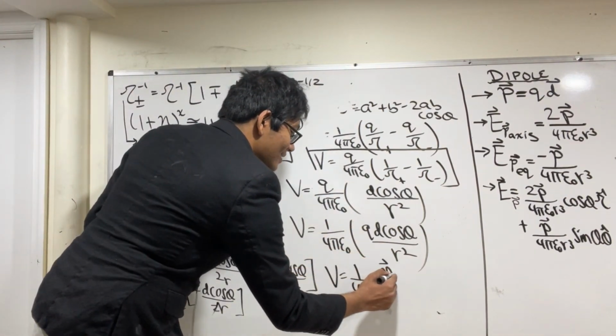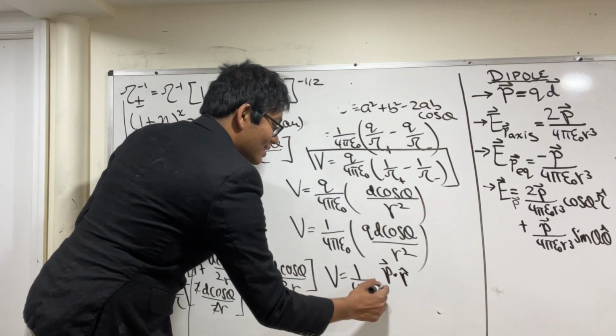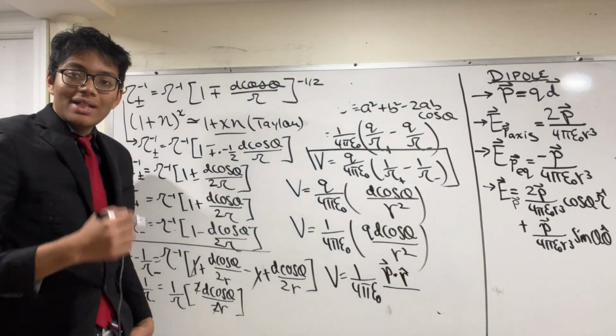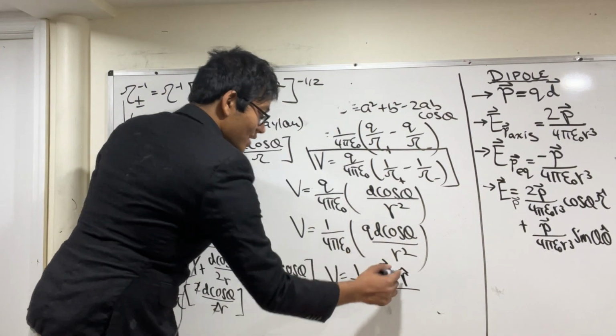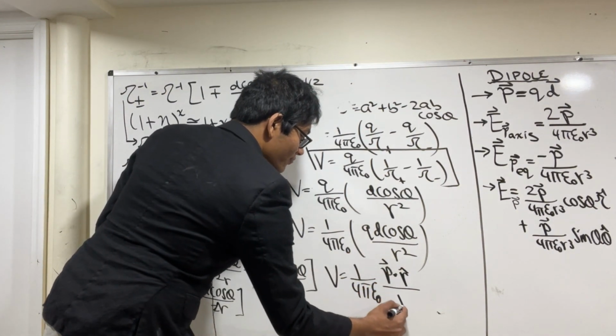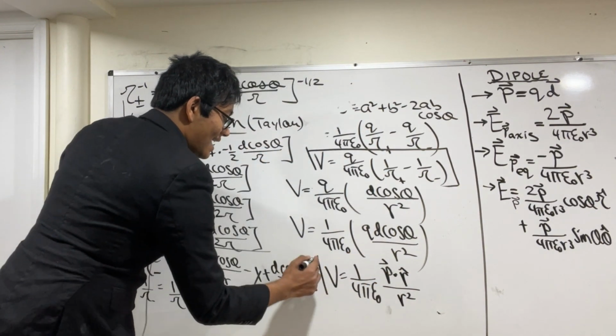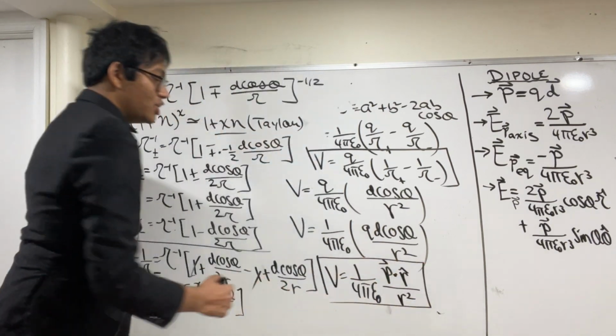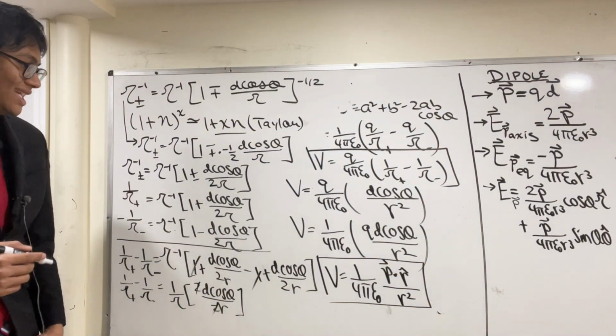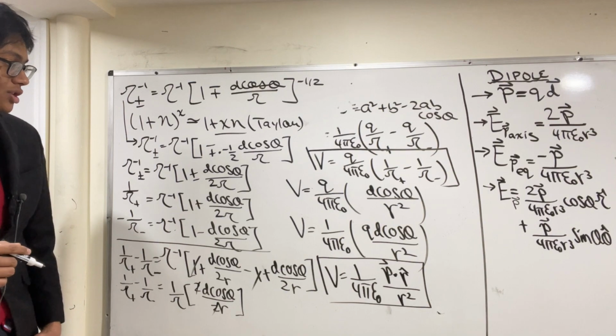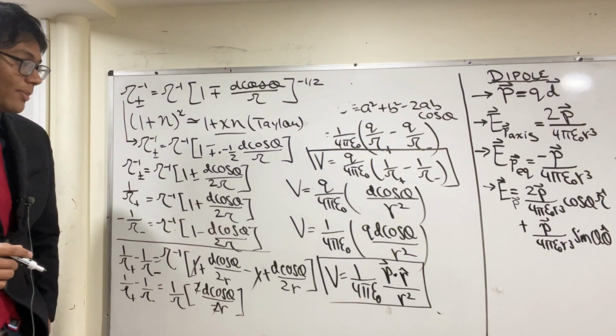Well, I can say that I'm going to take the dot product between the dipole moment and the unit vector in the radial direction, r hat, all divided by r squared. And this is the general equation for the dipole potential. This right there, ladies and gentlemen, is the equation for the electric dipole potential.